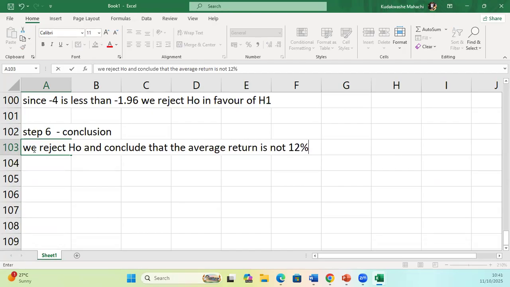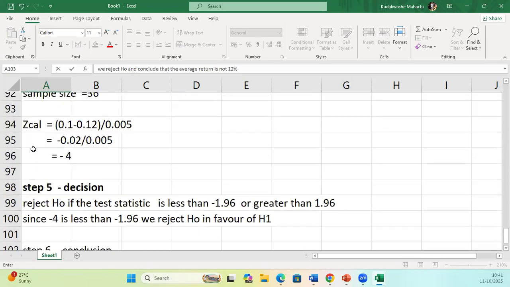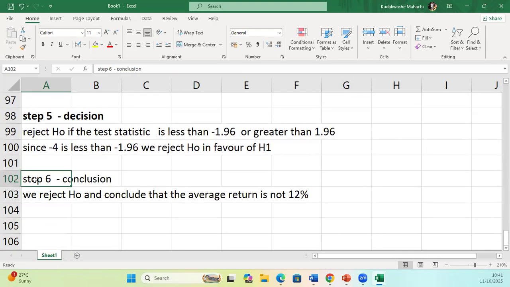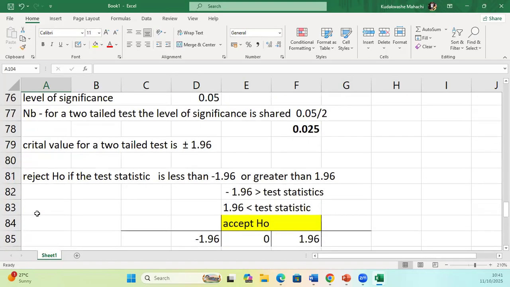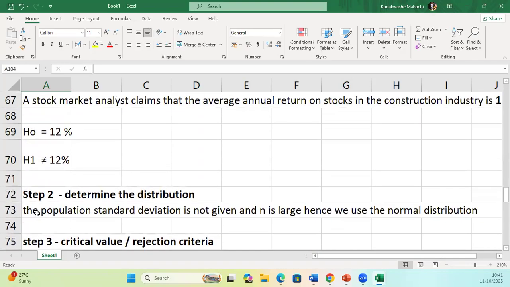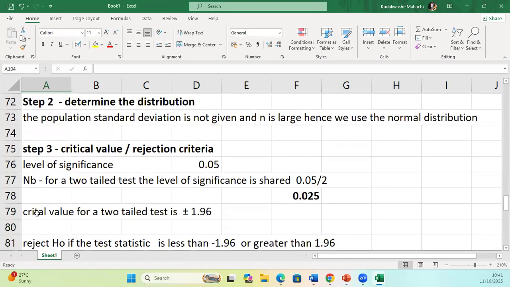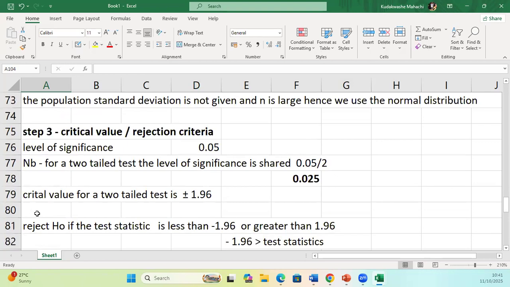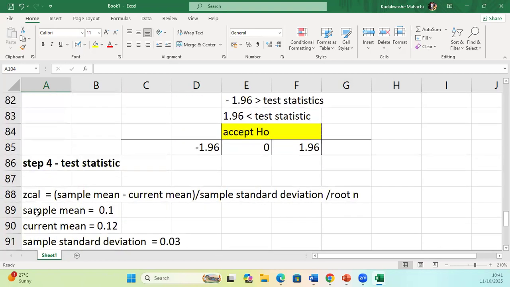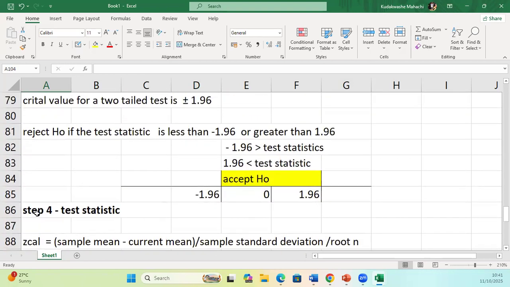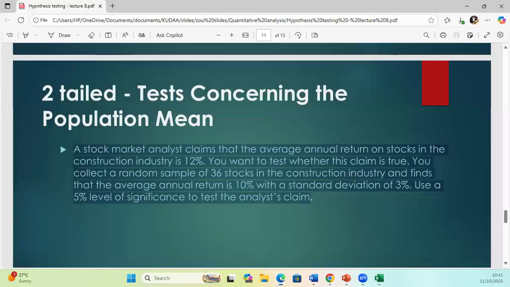So we are concluding that the return is not 12, as claimed. So those are the steps. This was a two-tailed test. We can also conduct the hypothesis test. So we've looked at a one-tailed test and a two-tailed test.